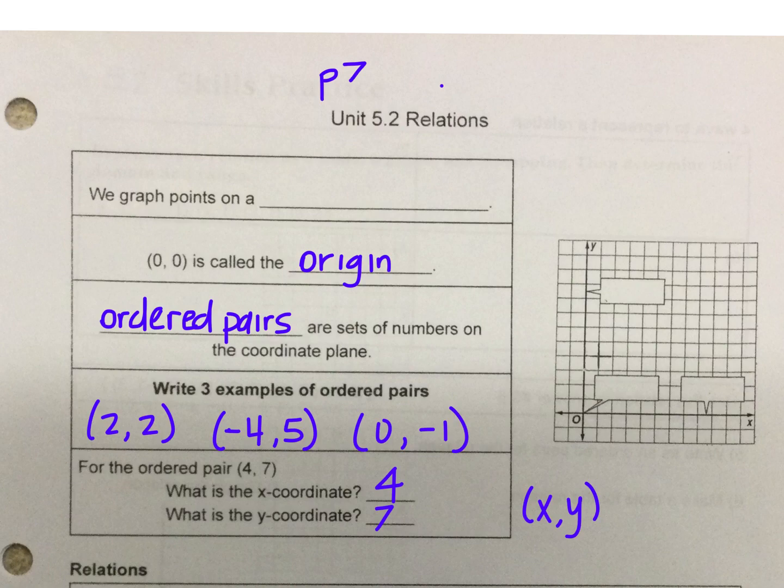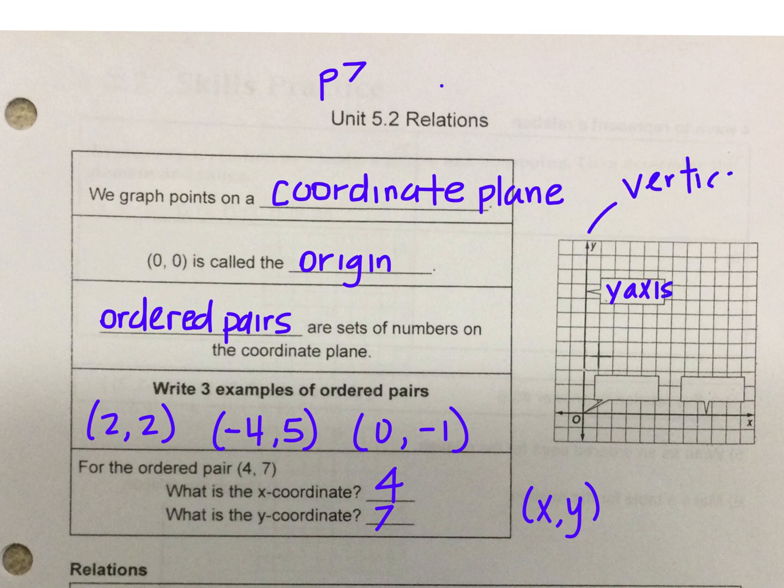So when I go over to this graph, I have my y-axis that goes up and down, or it's the vertical axis. And then I have my x-axis that goes side to side, or horizontal. And then right here where 0, 0 is, that is our origin, or 0, 0. That's where everything starts. Pause this, fill in your blanks, and then go down to the next section of your paper.